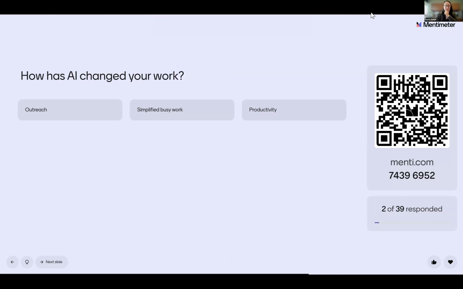And I didn't really make clear, but this could be your own work that you do as a library worker. It could be how you relate to students and other people in your institution. You can interpret that pretty broadly.